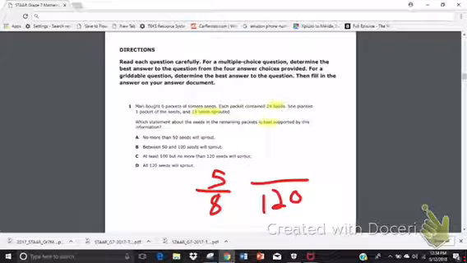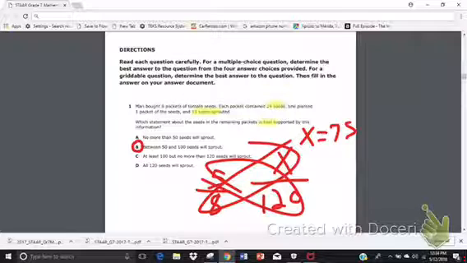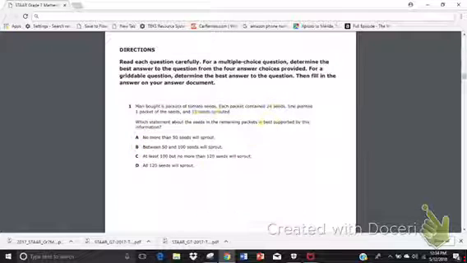So with that being said, if 5 out of every 8 seeds sprouted, we can expect that X amount of 120 would sprout. Y'all can just cross multiply, kiddos, and when you cross multiply, you will get 75 seeds will sprout, give or take. So the correct answer here, ladies and gentlemen, is letter B. Alright, so now moving on.